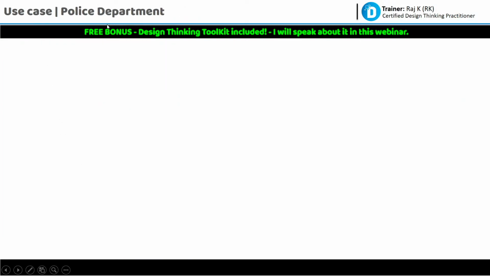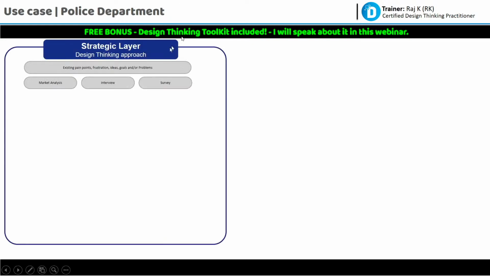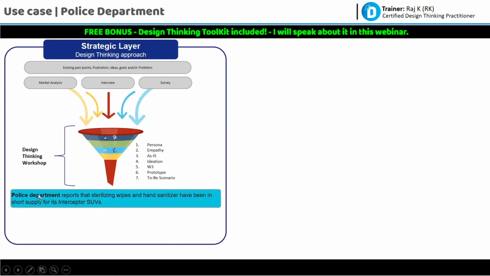The next use case is the police department. I will not take as much time as I used for the previous one, as all these things remain the same. The idea, the problem statement that they find out, is similar to how we did it for the manufacturing industry. Only the oh, this is not a police department. It should be the problem statement here.